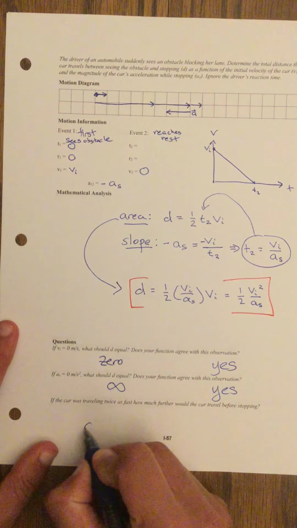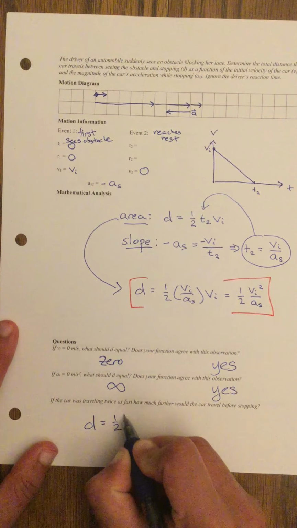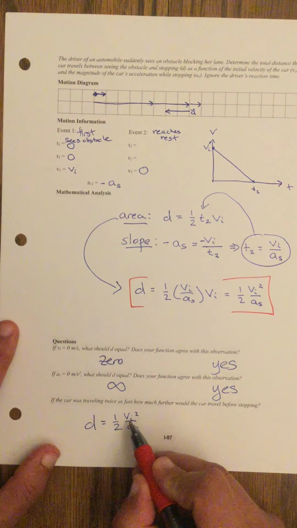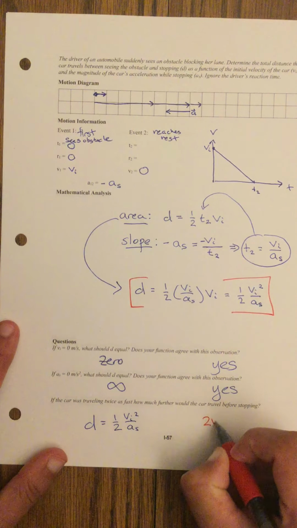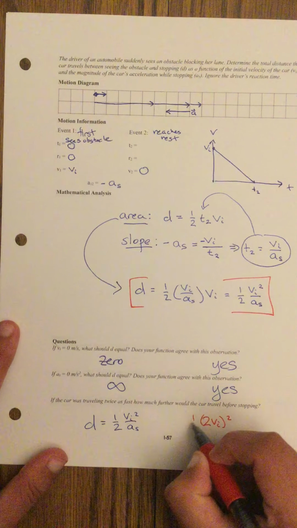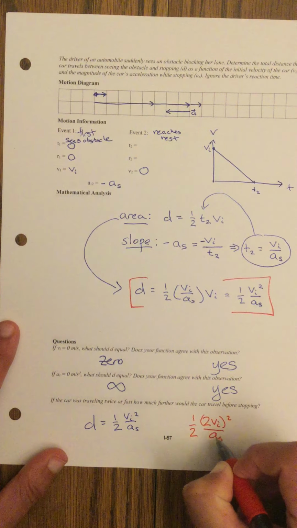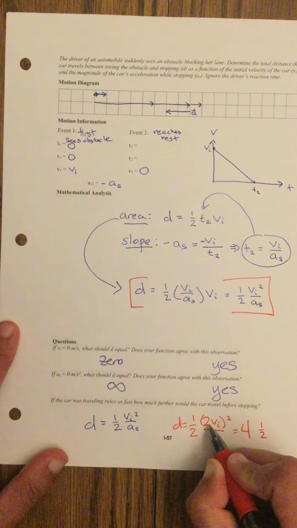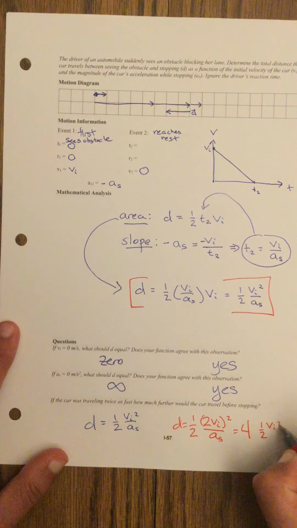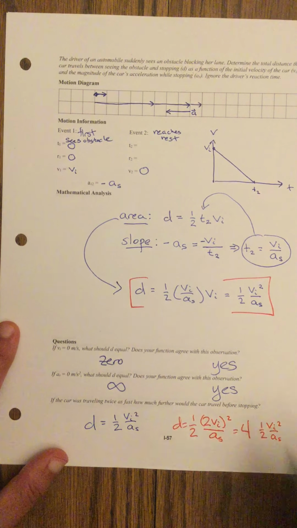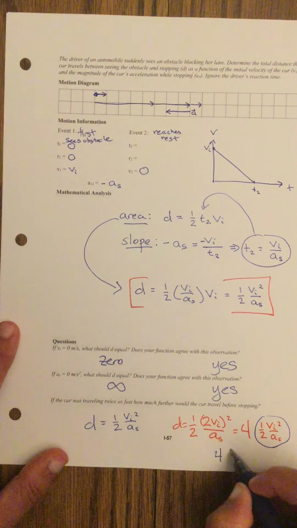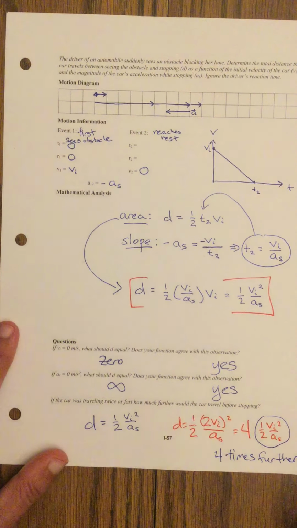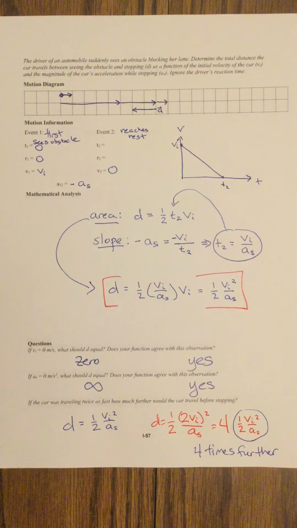If the car was traveling twice as fast, how much further would the car travel before stopping? So initially we have D is equal to 1/2 VI squared over AS. If the car is going twice as fast, then VI is now 2 times VI. And the new distance would be 4 times the old distance. So 2 squared is 4. And then what we have here is the same as what we had before. So this is 4 times further. And that concludes problem 57.